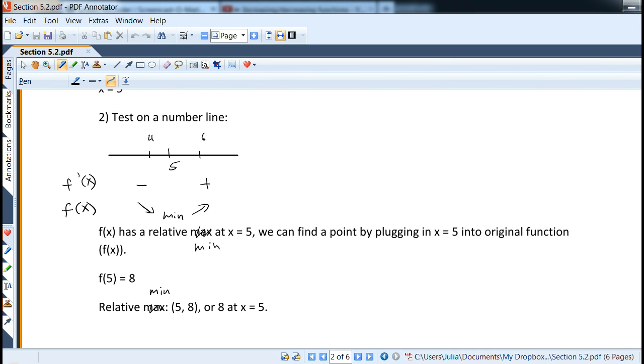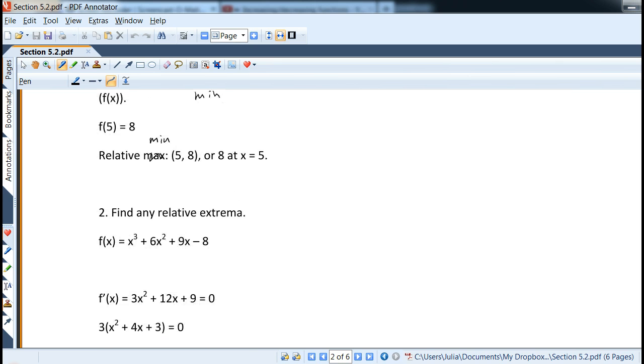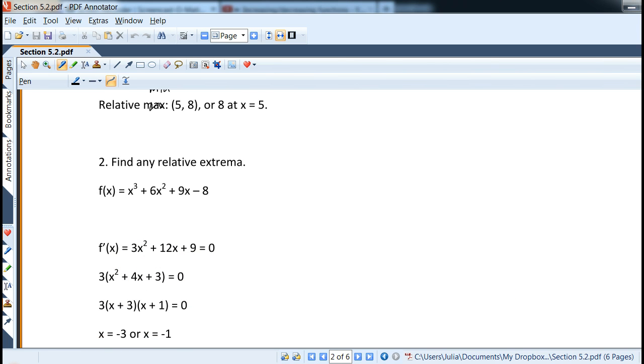Okay, so we have a relative min. Same idea with a cubic function right here. So we take the derivative. You can set it equal to 0. So notice you get a quadratic. I pulled out a 3, but I keep it there when we test it.